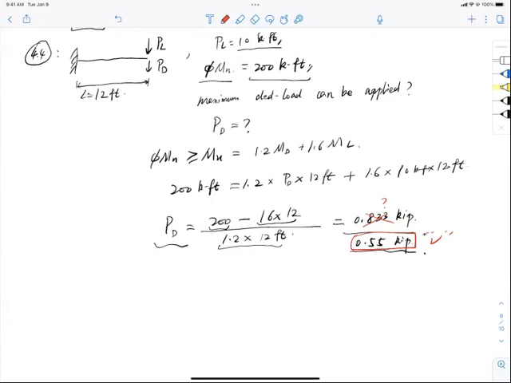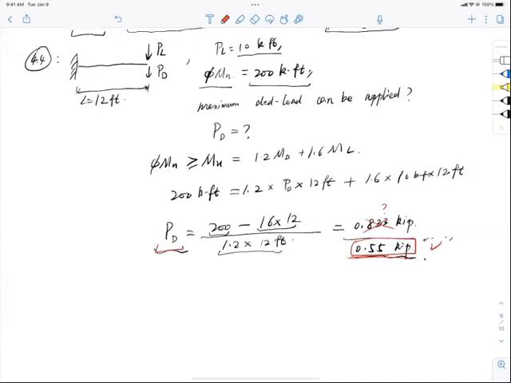Let me quickly do this real quick. So this is 12 to 1.6. Yeah, I think this is close to that, okay? All right, so now that is my dead load.